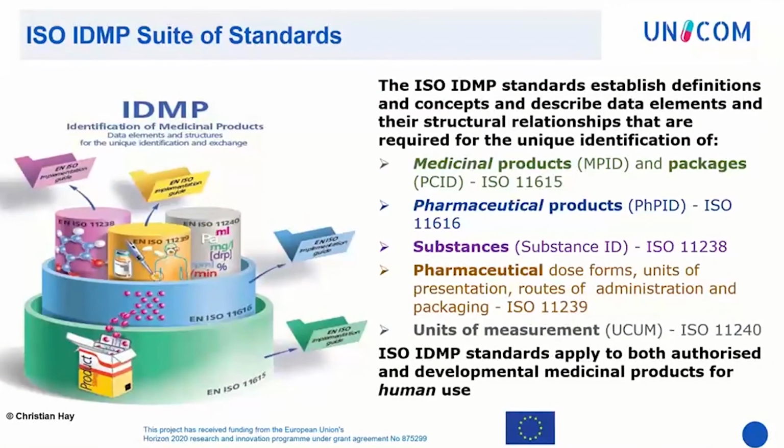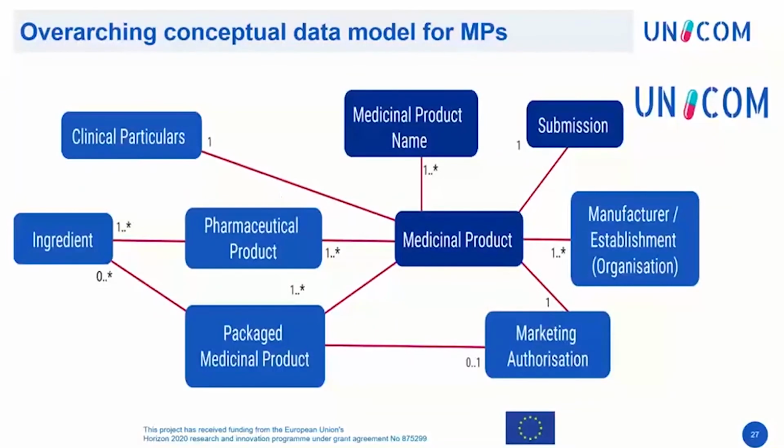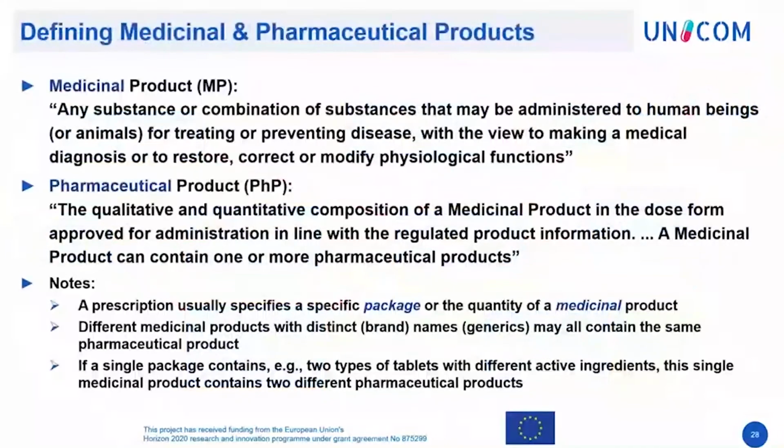And the ISO IDMP suite of standards is actually a set of 5 standards concerned with medicinal products and packages. Pharmaceutical products, I will come back to both terms in a minute. And the key aspect is, of course, substances. What is the active substance, or what are the active substances in medicines? And then pharmaceutical dose forms, units of presentation, and so on, and units of measurement, which I think are obvious, that these must be standardized so we can understand it across different systems. Next slide. Yeah, I think we can leave this, go to the next slide. This is just a simple model.